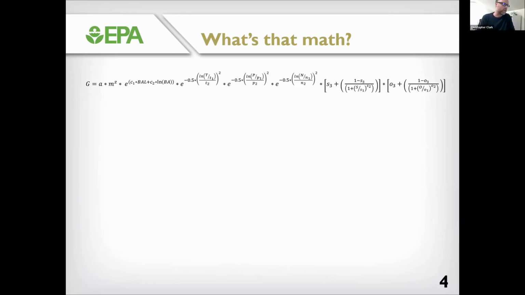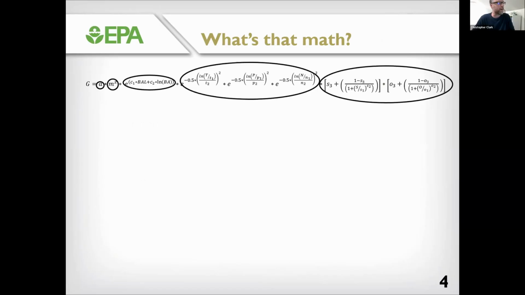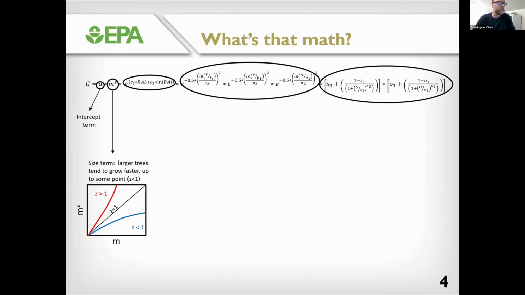So here's the growth equation. I'm going to talk about these 5 sets of terms here. The first is an intercept term. If none of these factors affect the growth rate, there's just an intercept that's estimated. The size term is based on a power function. Larger trees tend to grow larger, which saturates at some point. So we use a power function, m to the z, where z is constrained to be less than 1, this blue curve. The next set of terms represents fertility and competition.